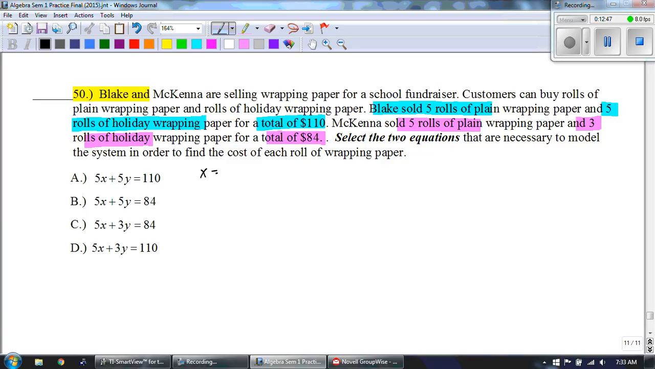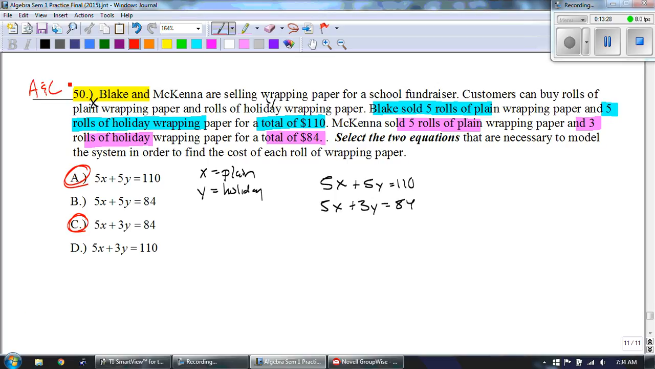So if x, which is the first thing we talked about, is the plain, and y would be our holiday, our first equation for Blake would be 5x plus 5y equals 110, which is A. And now our second one would be 5x, because 5 plain, plus 3 holiday equals 84. So that one is C. So our final answer would be A and C.